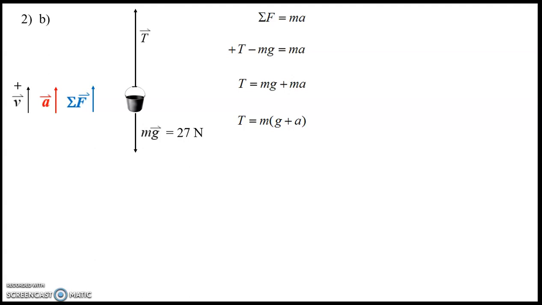Okay, and certainly this agrees with what we originally asserted. We assumed that tension was larger than the weight to make the net force point up. We got a value of tension of 30 newtons, which certainly is larger than the weight of 27 newtons. Everything seems to work.